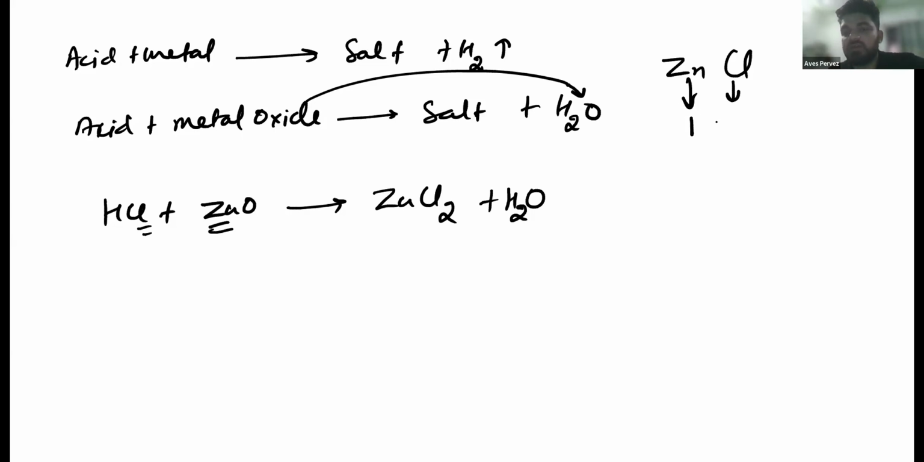This is going to have two valency. This is going to have one valency. So when you cross multiply, you will get ZnCl2. Okay. Got it? Here, students. So let's move further. That is HCl is here. Okay.